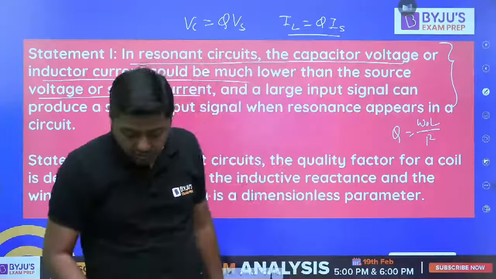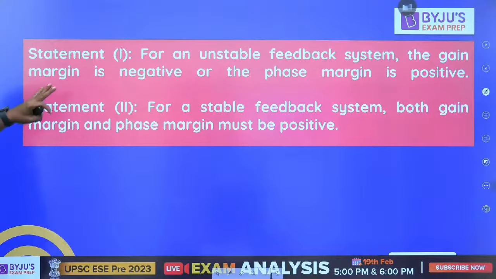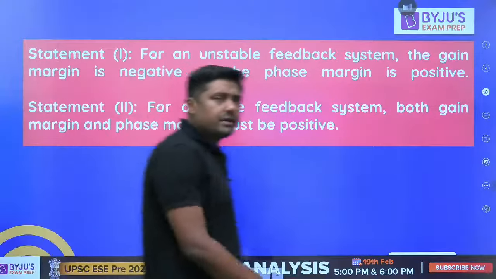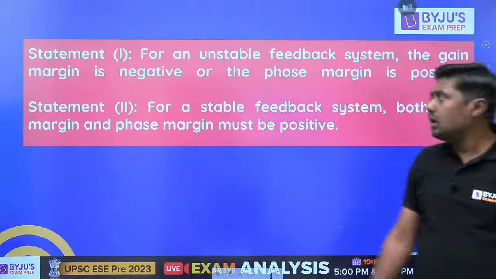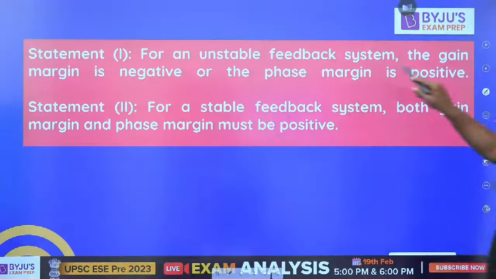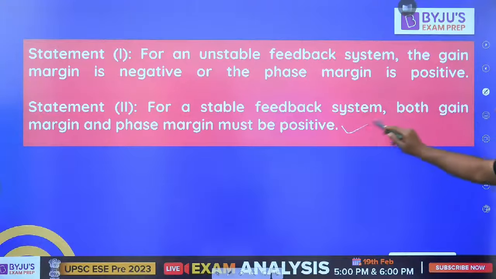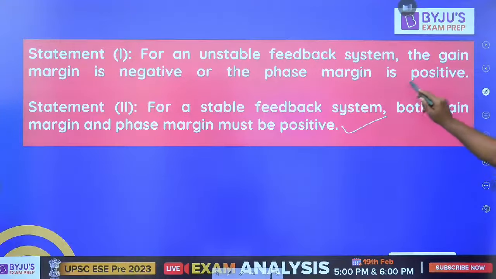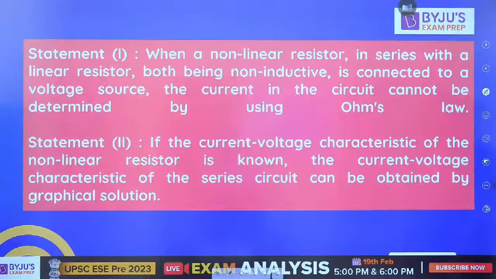Then, for an unstable feedback system, the gain margin is negative or phase margin is positive. Is it a right statement? Tell me. From control systems: for an unstable feedback system, the gain margin is negative, phase margin, both are negative. For a stable feedback system, both gain margin and phase margin must be positive. This statement is correct, this is wrong. Directly go for the D option.